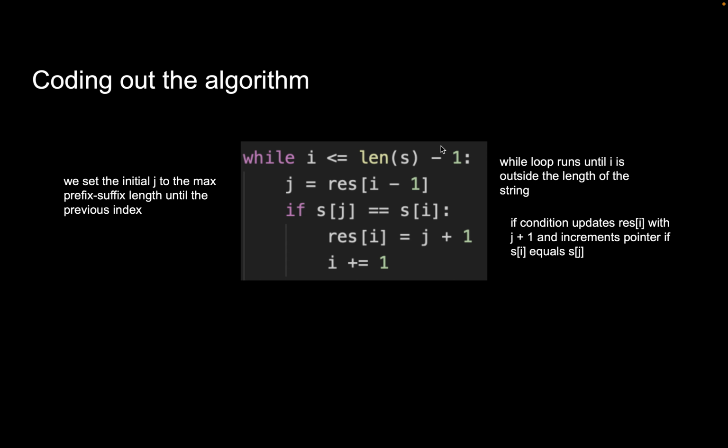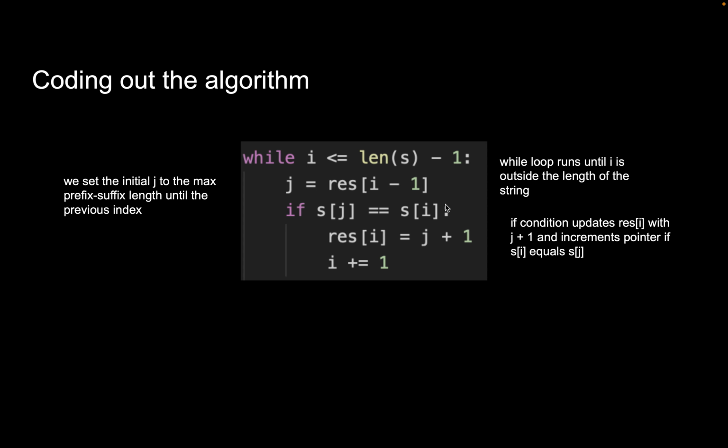So we construct a while loop for the generation of the result prefix suffix array, and this while loop runs until I is outside the length of the string, so we have a check here to check whether it's below the length of the string. And we set the initial J to be the maximum prefix suffix length until the previous index. This is what we explored in this example, where we set J to be result I minus 1, which was 4 in that case, remember?